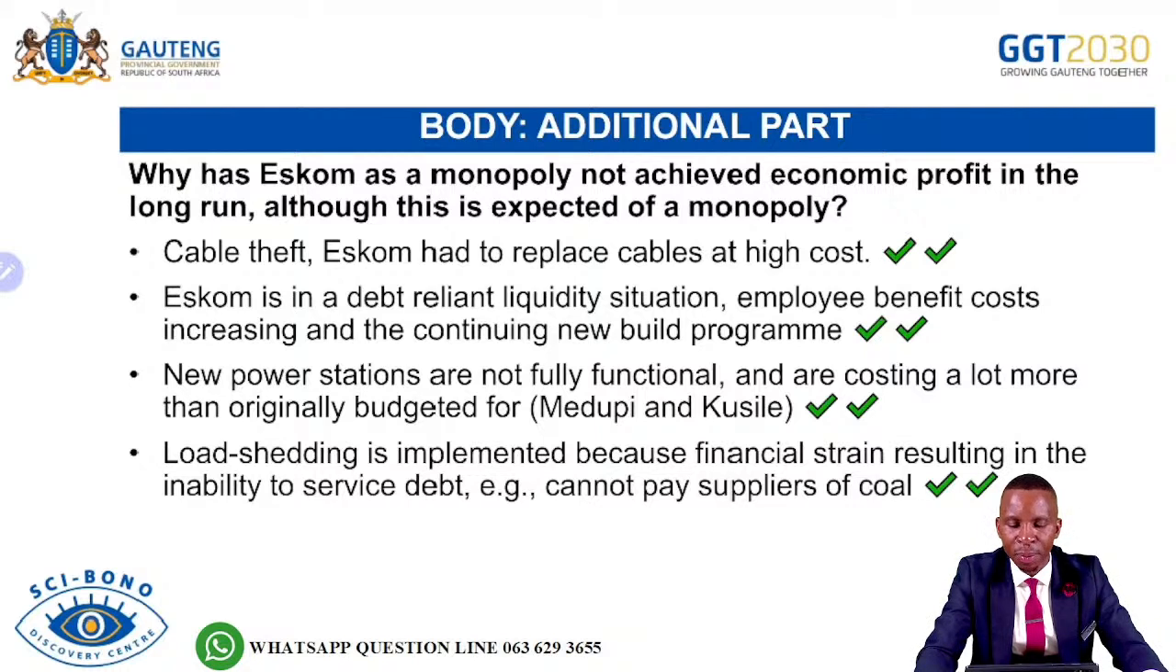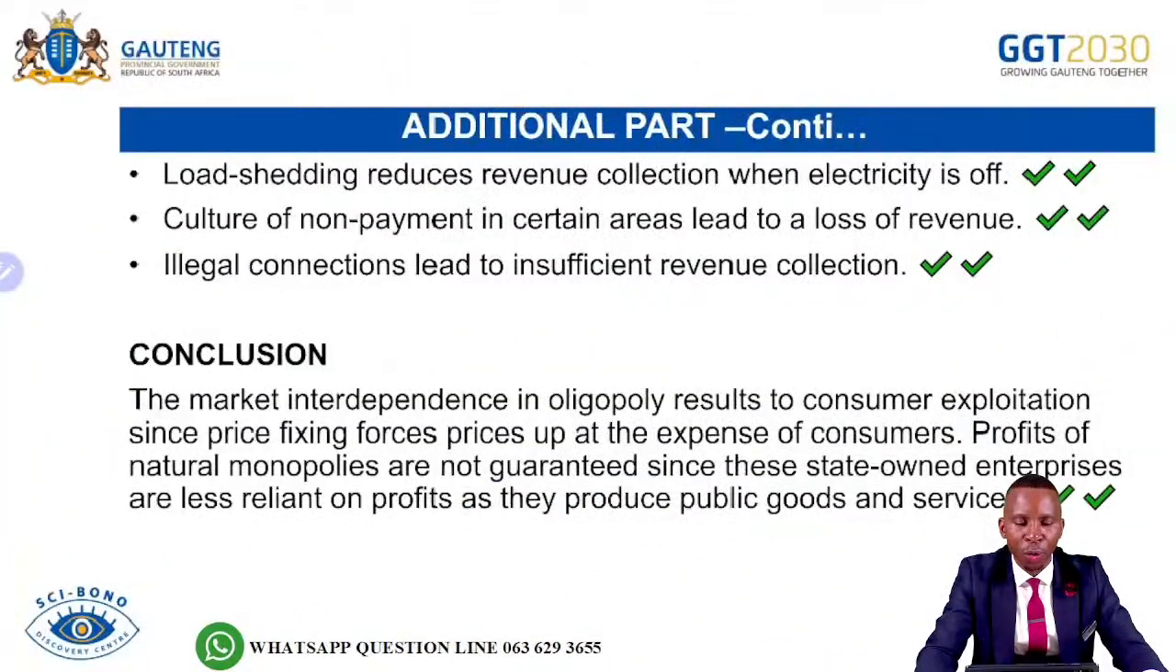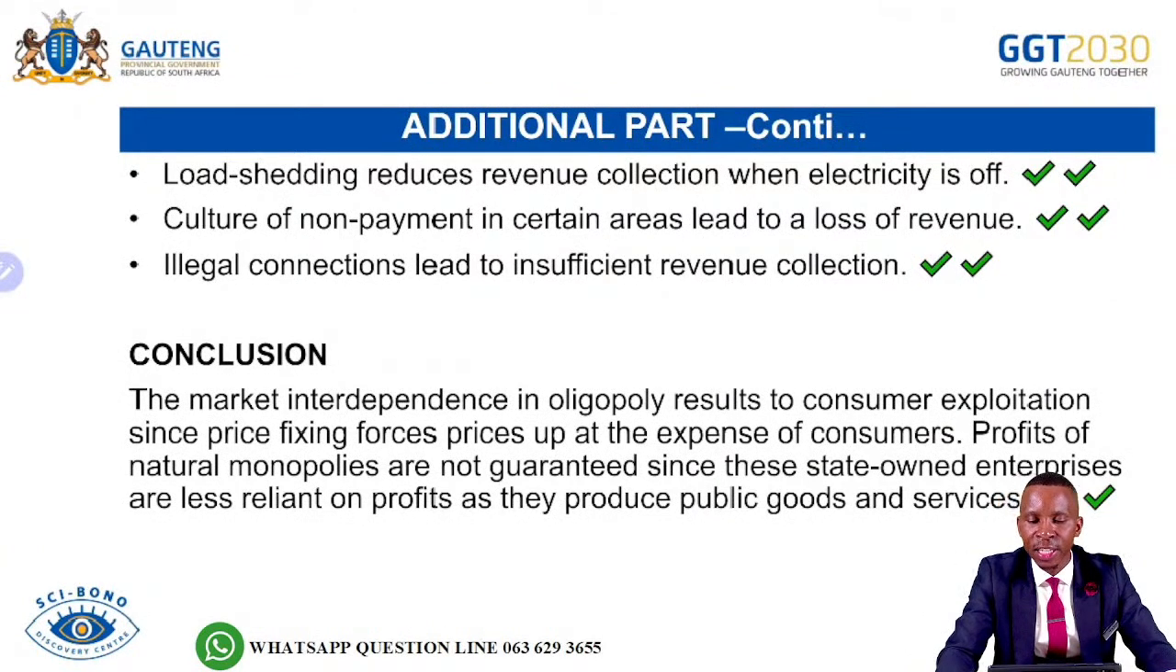Load shedding is implemented because of financial strain, resulting in the inability to service debt, e.g. cannot pay suppliers of coal. Load shedding reduces the revenue collection when electricity is off. A culture of non-payment for electricity in certain areas leads to loss of revenues.